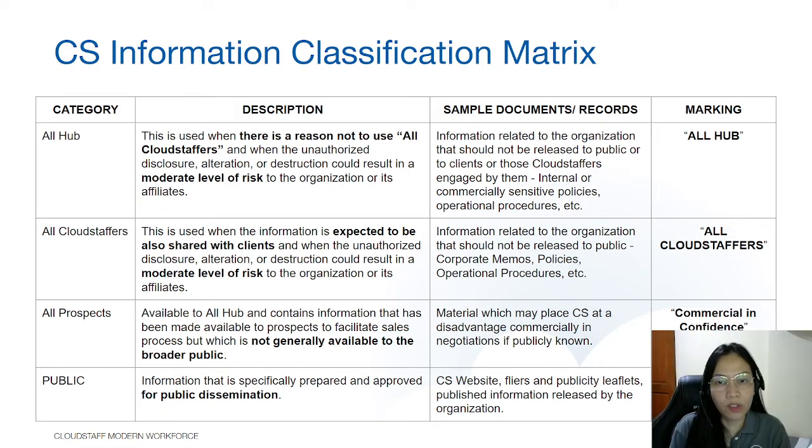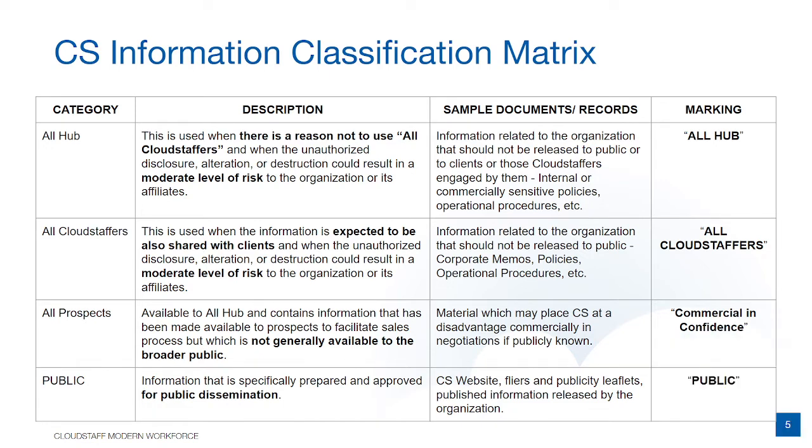So the seventh category that we have is public. This is used when the information is for public dissemination. This is information that is readily available to the public, such as the RCS website or our CloudStaff website, CloudStaff Facebook, and the like.